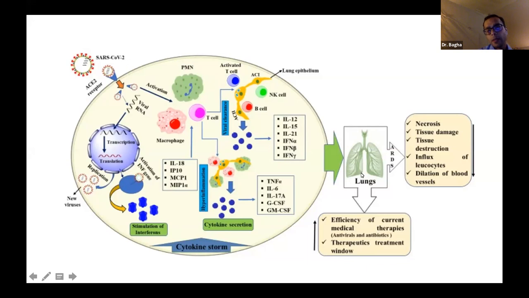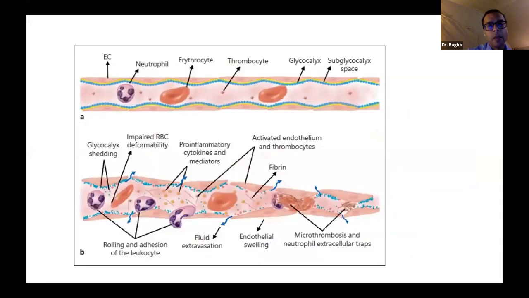And this affects your lungs, especially since this is the primary entry point of this virus, and leads to necrosis, tissue damage, tissue destruction, and the influx of leukocytes and dilatation of blood vessels. And then, which leads to subsequent ARDS. And we know that because of this cytokine storm and the hyperinflammatory response, it leads to subsequent multi-organ dysfunction as well and subsequent mortality.